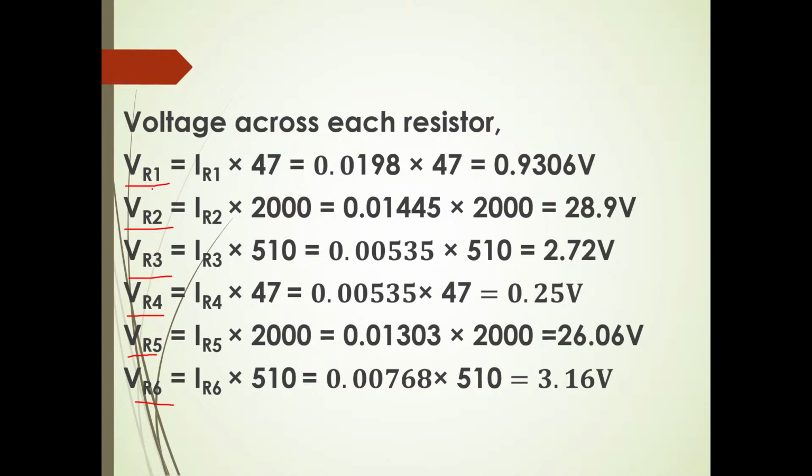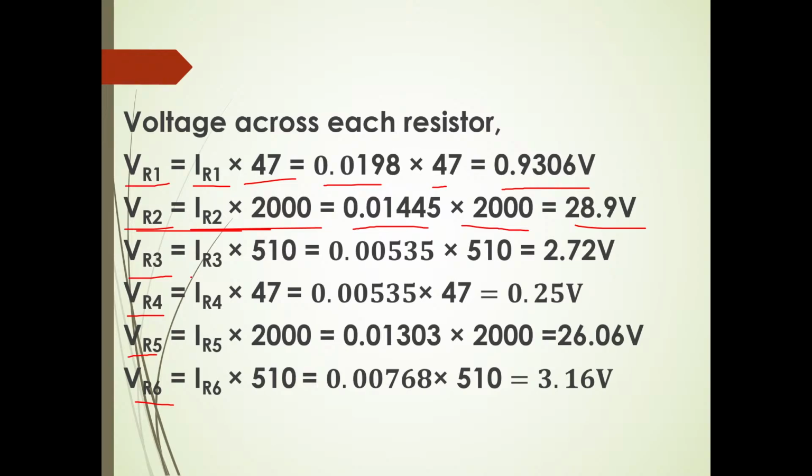So what is the voltage drop across R1? IR1 into 47. IR1 is 0.0198, times 47. Just simplify it, you will get 0.9306 volts. Similarly, voltage drop across R2 is IR2 into R2. R2 is 2000, and IR2 is 0.01445, times 2000. You will get 28.9 volts.